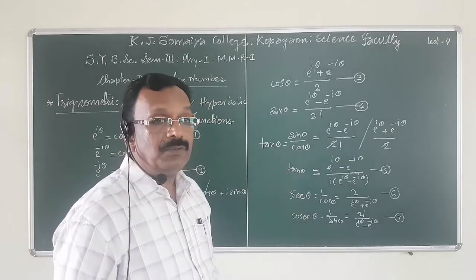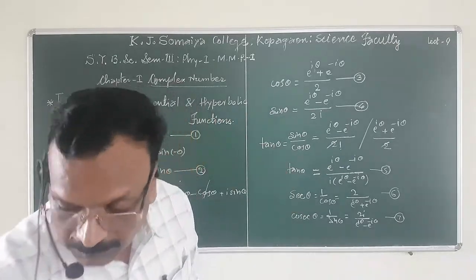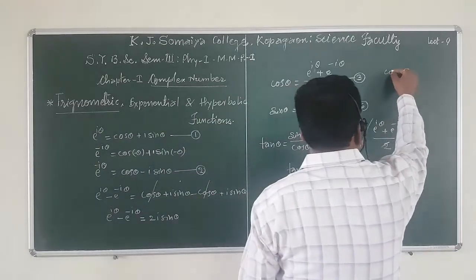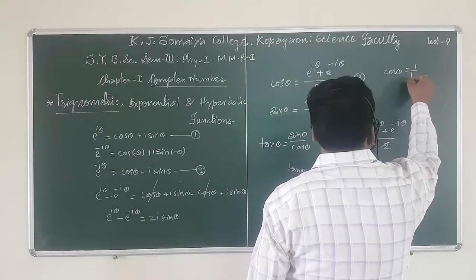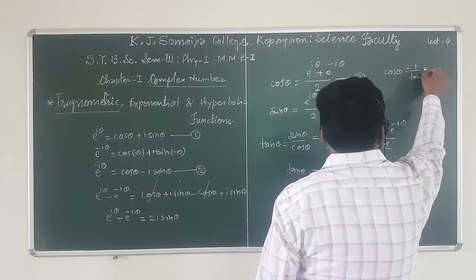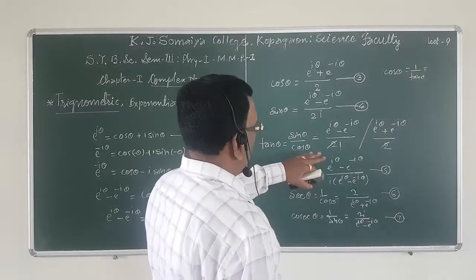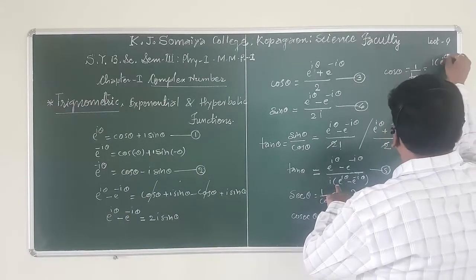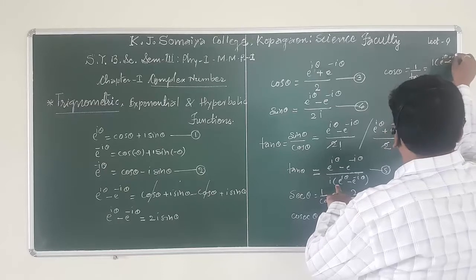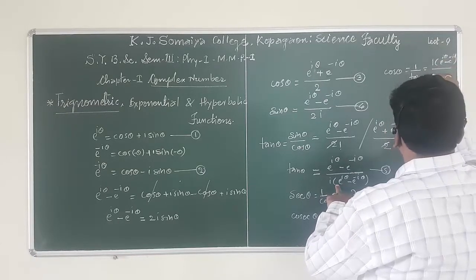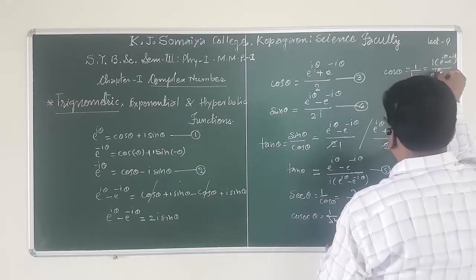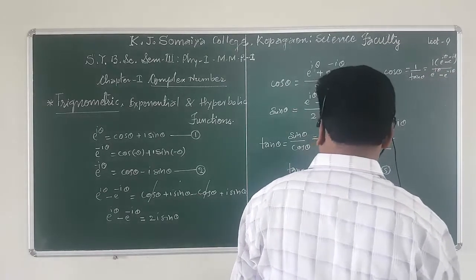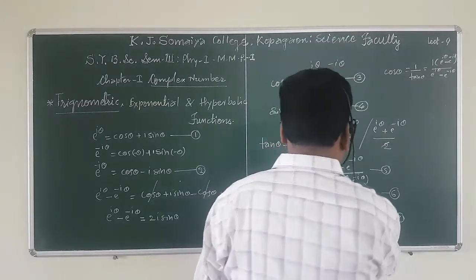Again, 1 upon tan theta is equal to cot theta. Therefore, we get the next trigonometric relation: cot theta is equal to 1 upon tan theta, which is nothing but the reciprocal of this. That is, i in bracket e raised to i theta plus e raised to minus i theta upon e raised to i theta minus e raised to minus i theta. Just 1 minute. Plus 1 here.